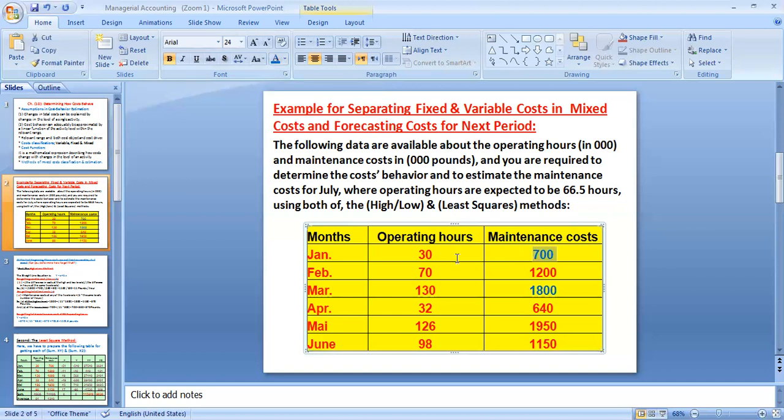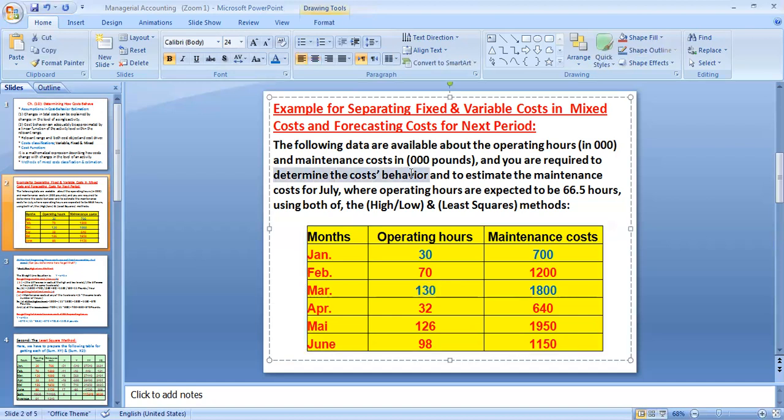Why do you use these two figures? Because the 700 represents the 30 hours as the lowest number of hours. And the 130 is the highest number of hours where the cost is 1,800. Now, how to separate fixed cost and variable cost? Before separating, there is a question we forgot. He told me you are required to determine the cost behavior. These costs are fixed or variable or mixed.